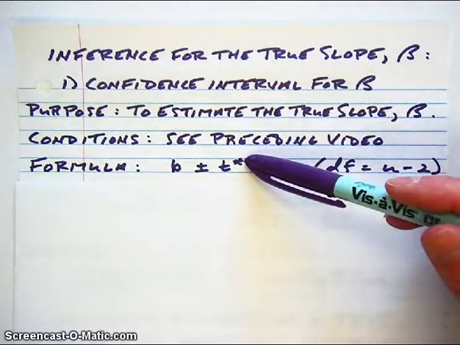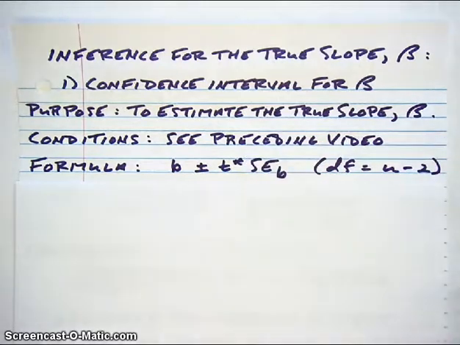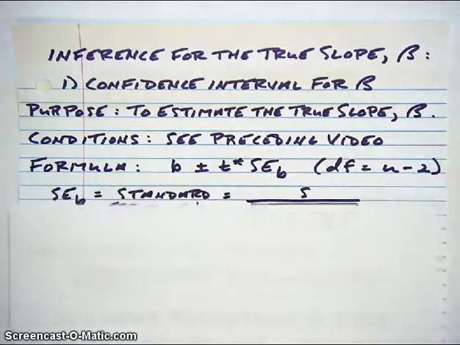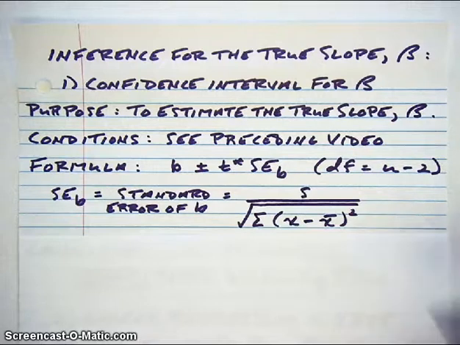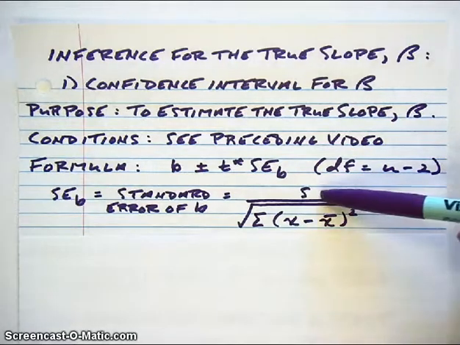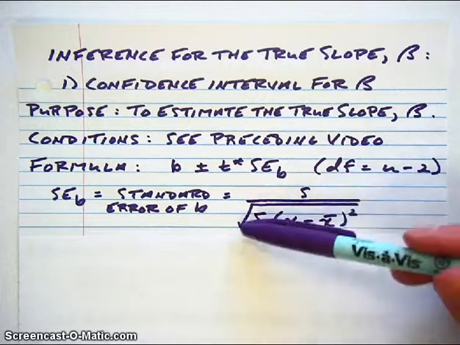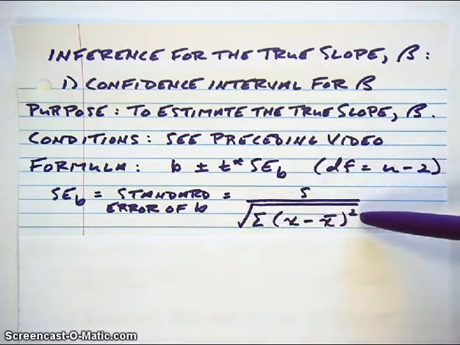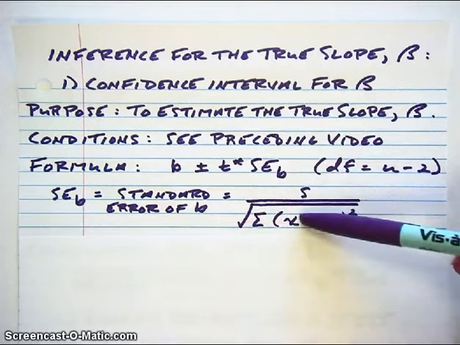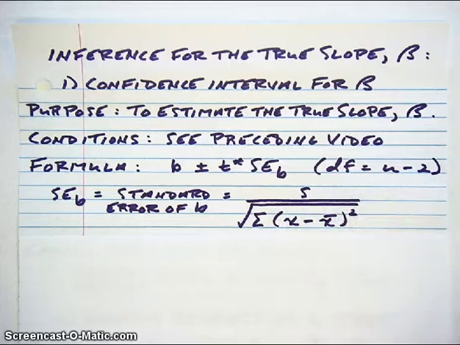So this t star right here you would get from the column in your t-table that has the level of confidence that you want, and it'll be in the row that has n minus 2 degrees of freedom. That's where you get that. The standard error of b is calculated from this. It's the standard error about the line s, which we looked at in the preceding video, divided by this big square root, the square root of the sum of the deviations in x from their mean squared.